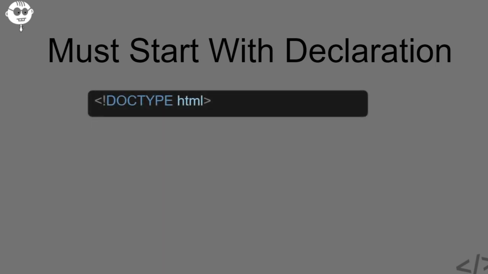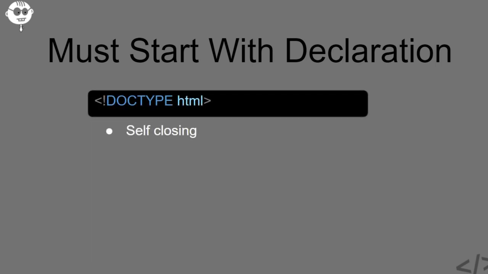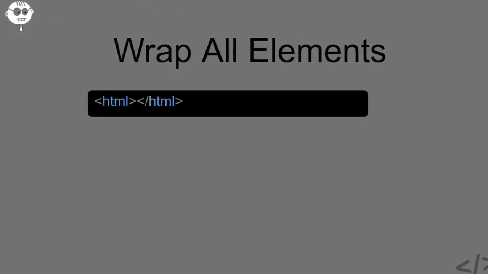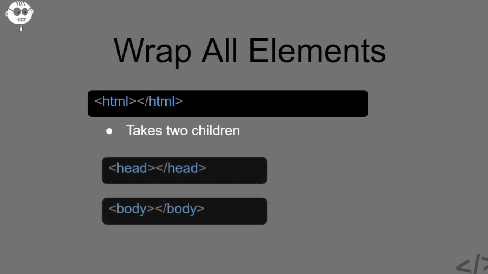All HTML files must start with the document declaration. This element is self-closing, and this element lets the browser know that it's reading HTML from this point on. All HTML elements within the document must be wrapped inside the HTML opening and closing tags. It takes two elements as its children, the head and the body.